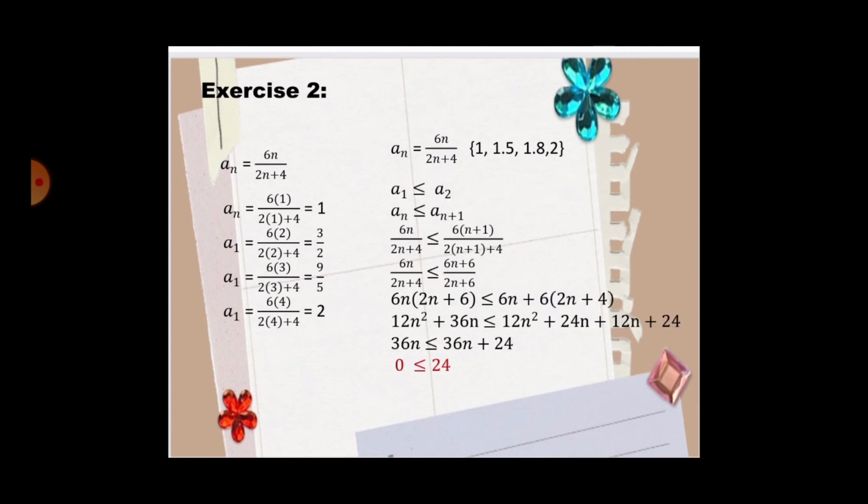So a sub 1 is less than or equal to a sub 2. a sub n is less than or equal to a sub n plus 1. 6n over 2n plus 4 is less than or equal to 6 times n plus 1 over 2 times n plus 1 plus 4. 6n over 2n plus 4 is less than or equal to 6n plus 6 over 2n plus 6. 6n times 2n plus 6 is less than or equal to 6n plus 6 times 2n plus 4. 12n squared plus 36n is less than or equal to 12n squared plus 24n plus 12n plus 24. 36n is less than or equal to 36n plus 24. So 0 is less than or equal to 24.